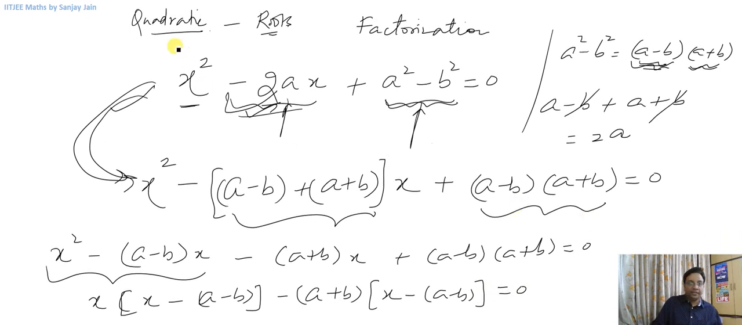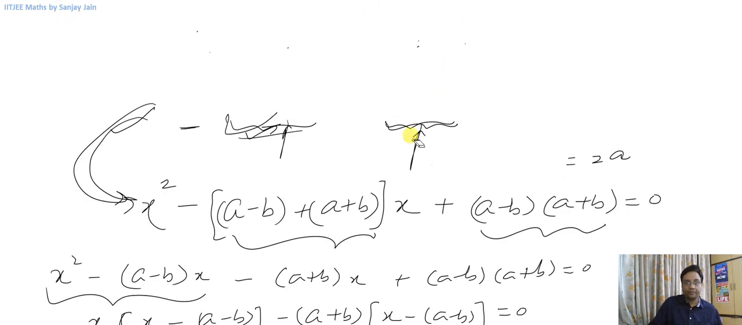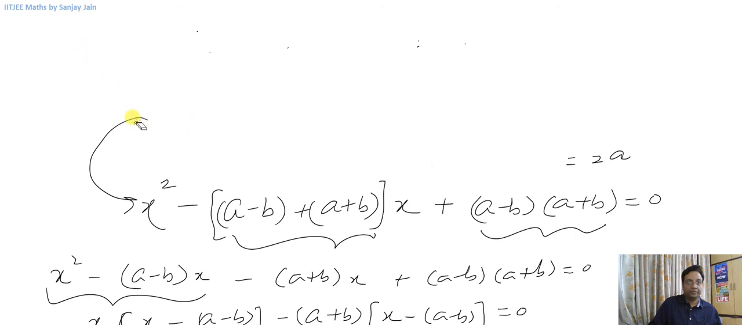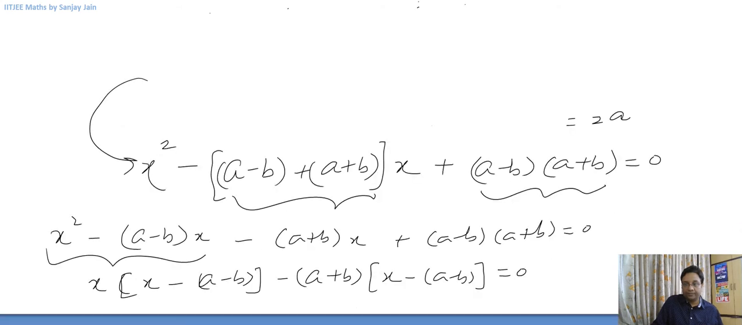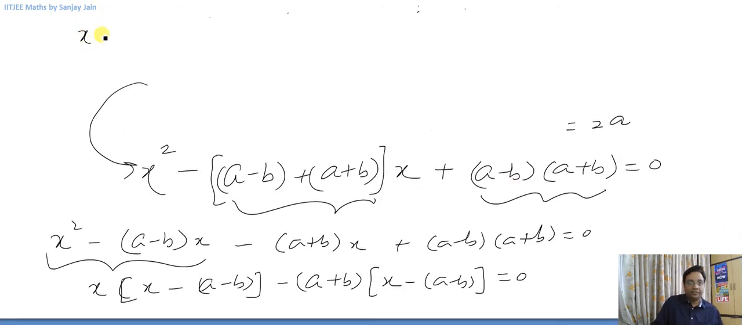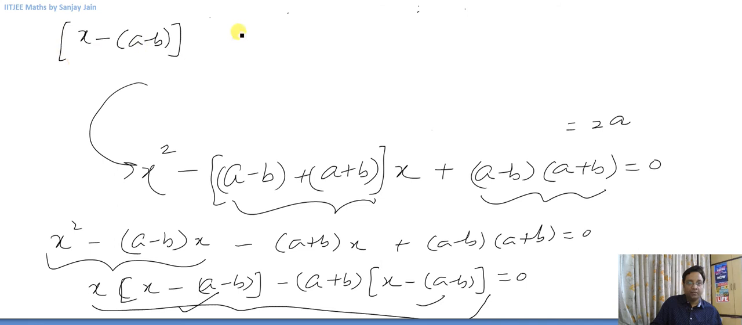Now again, let me make some space here. Okay, I think this much space should be enough, right? Now look at this. From this entire equation, I can take this factor outside. So x minus (a minus b) I took outside. What I'm left with inside is x minus (a plus b). Now it is equal to 0.